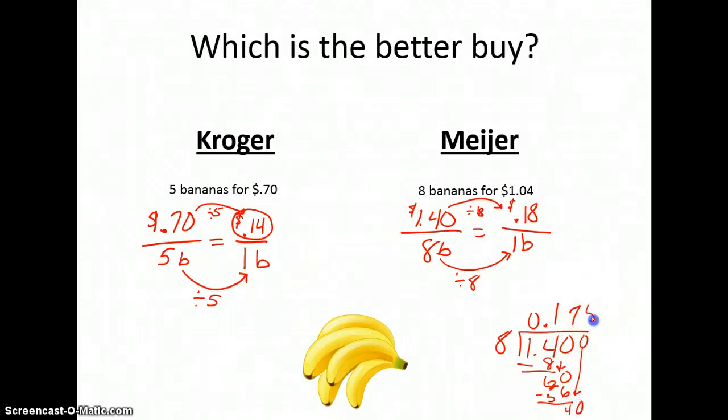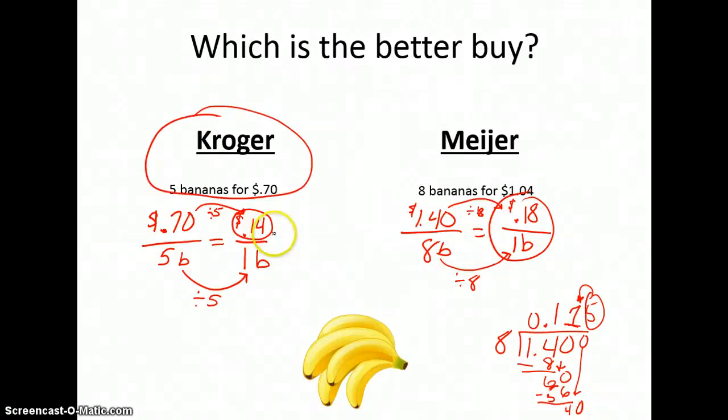Bring down another 0, that gives me 5. So I want to know how many cents that's going to cost. Well, cents are hundredths of a dollar, so it means I need to round to the hundredths place. That 5 tells that 7 to become an 8, and that's how I got my 18 cents for the bananas at Meijer's. So now I need to ask myself, which one is the better buy? Is it better to buy 5 bananas for 70 cents or 8 bananas for $1.04? And the correct answer would be Kroger's 5 bananas for 70 cents because they are only 14 cents a banana versus Meijer, which is 18 cents a banana.